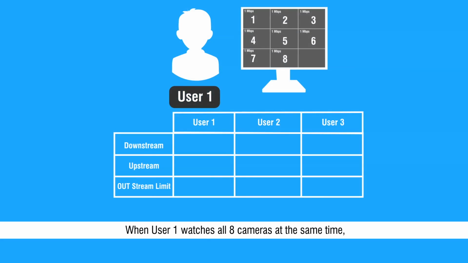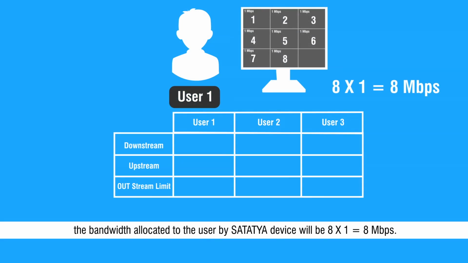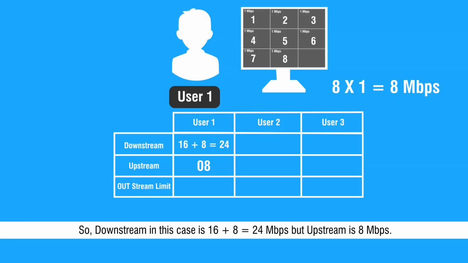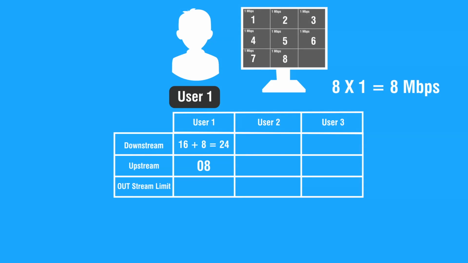When user 1 watches all 8 cameras at the same time, the bandwidth allocated to the user by SATATYA device will be 8 into 1, that is 8 Mbps. So downstream in this case is 16 plus 8, that is 24 Mbps, but upstream is 8 Mbps. First 16 is because of the recording streams and the second 8 because of the live streams. Also, outstream limit is 8.